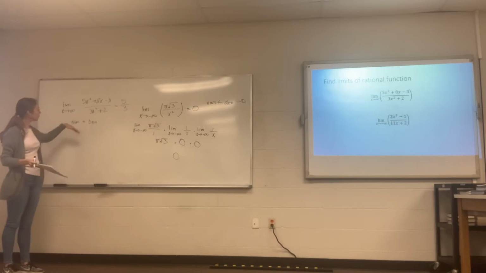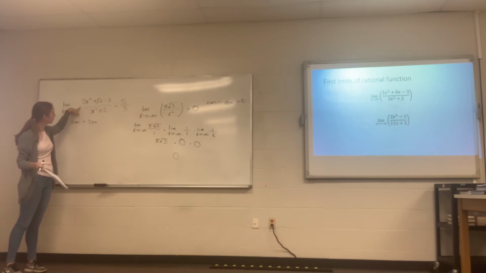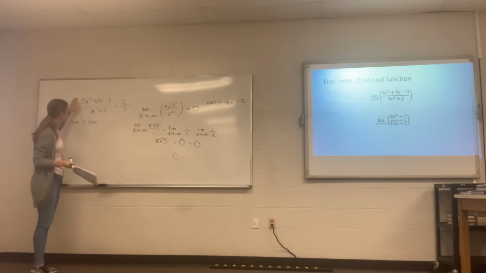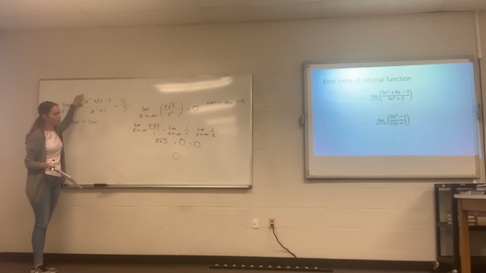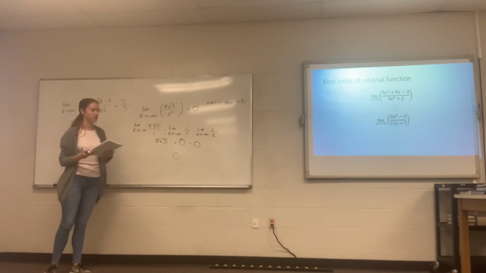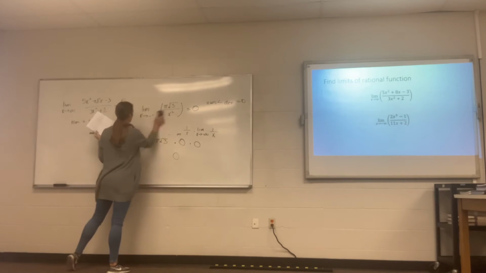Okay, so since the degrees were the same, we then look at our leading coefficients, and then your answer for your limit is just going to be the numerator coefficient over the denominator coefficient. So we end up with 5/3 on this one. Okay, let's do the second one.